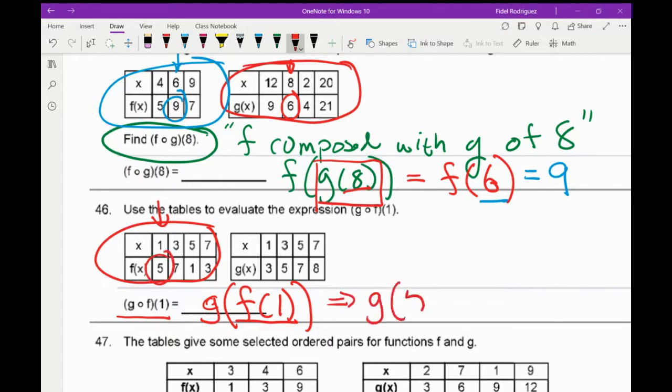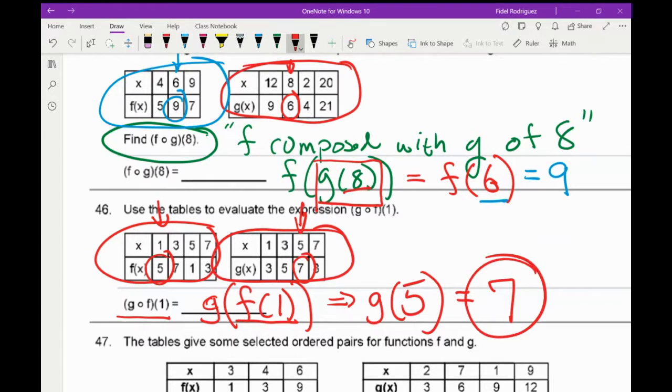So this tells me now we're going to find g of 5. So then I'm going to come to this box, and I'm going to say, okay, when x is 5, what's the g value? It's 7. Okay.